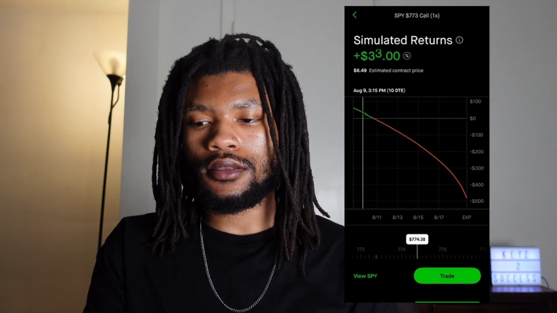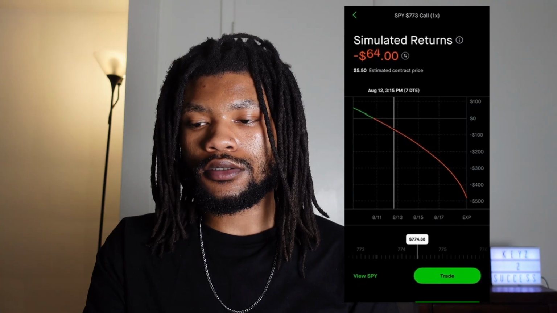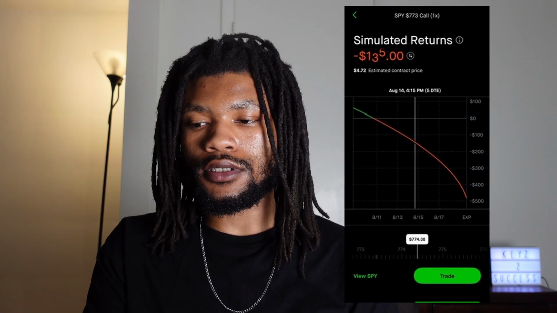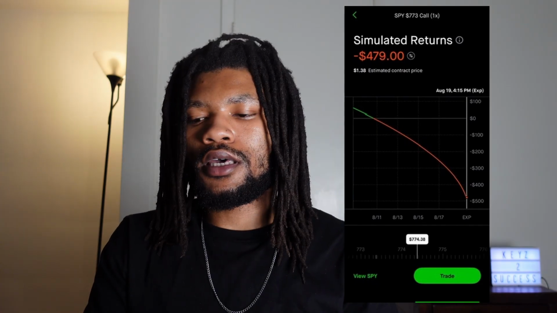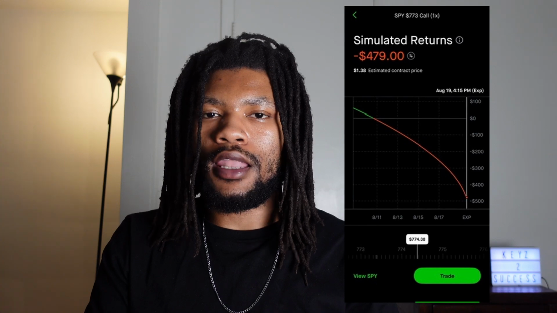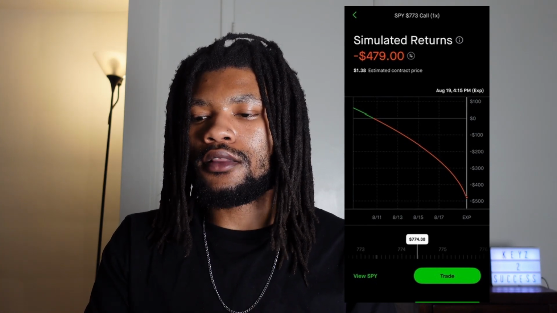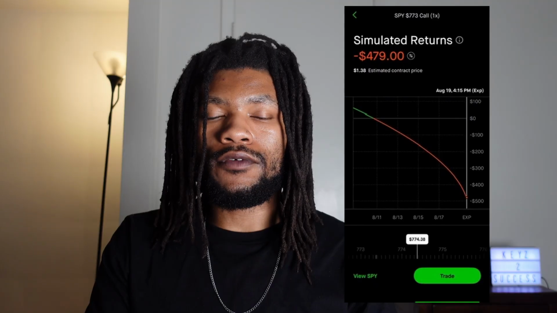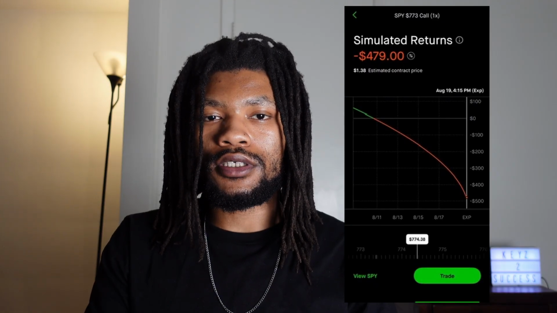So August 9th, you see it's losing value the more I go to the right. August 11th, August 12th, 13th, 14th, all the way down to the end. If price stayed the same all the way up until the expiration of August 19th, which is not likely to happen at all, you would lose $479. So this is a good tool to have if you want to know how much money you'd make when you reach your target, or how much money you'd lose if you hit your stop loss.